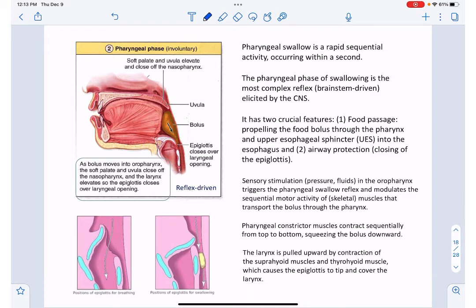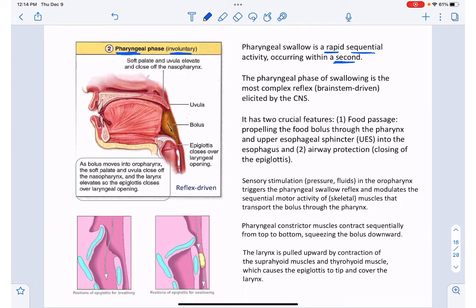The next phase of swallowing is the pharyngeal phase. And the pharyngeal phase is involuntary. In fact, all propulsion from this point onward is involuntary. The only voluntary component of propulsion is that initial swallowing reflex in the oral cavity when you decide to swallow that food. Everything else from here on out is involuntary. So this pharyngeal phase, it's rapid, it's sequential, and it all occurs within about a second. And it's driven by a reflex.